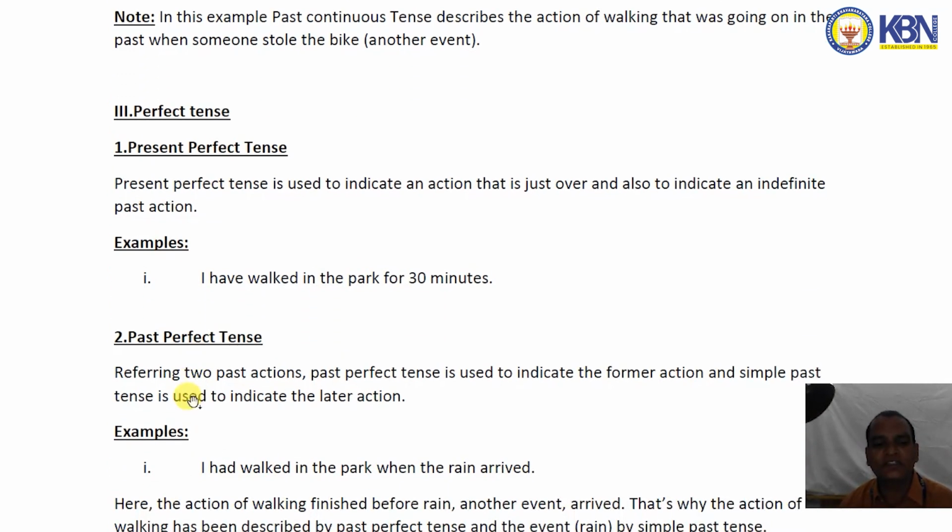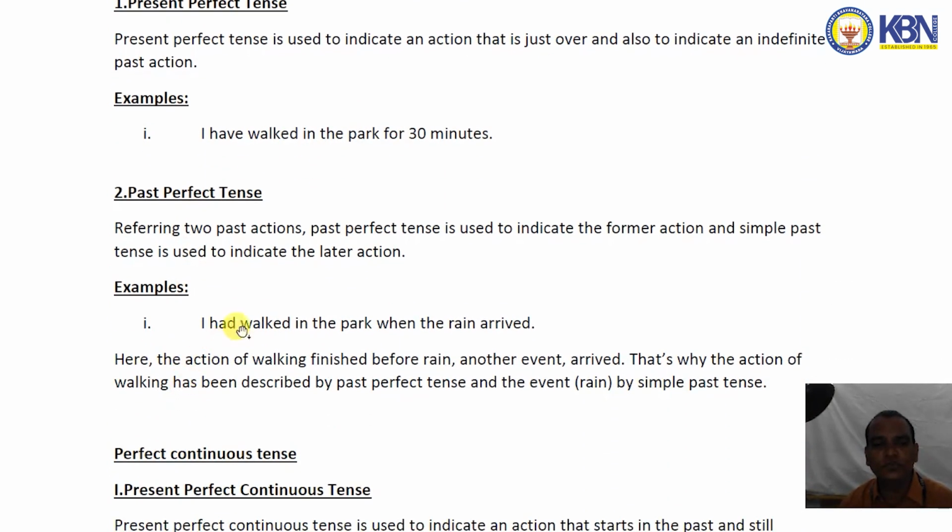Next, past perfect tense. Referring to two past actions, past perfect tense is used to indicate the former action, and simple past tense is used to indicate the latter action. So this tense is also used to indicate two kinds of actions. The first action is a former action, and the second action is a latter action. Whereas the former action is to be indicated with the past perfect tense, and the latter action is to be indicated with the simple past tense.